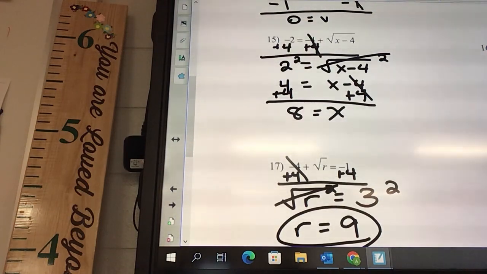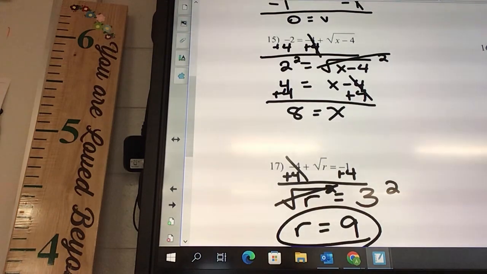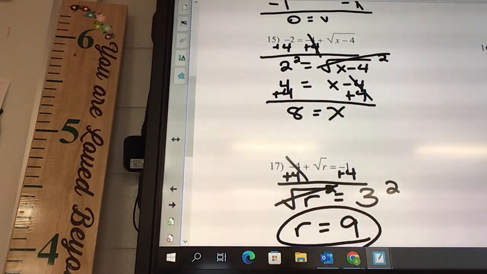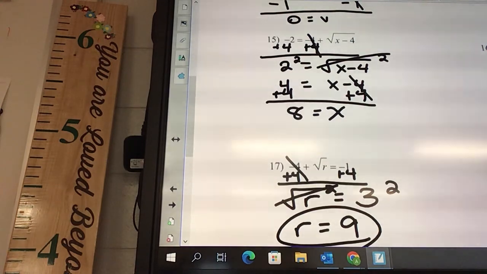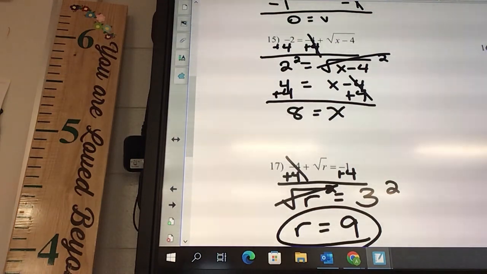Okay, now, is the square root by itself? Yes, so we're going to square both sides. So 1 squared, 1 equals r over 5. Then what does that mean, r over 5? It means divide, so we need to times by 5 on both sides. So 5 times 1, 5 equals r.